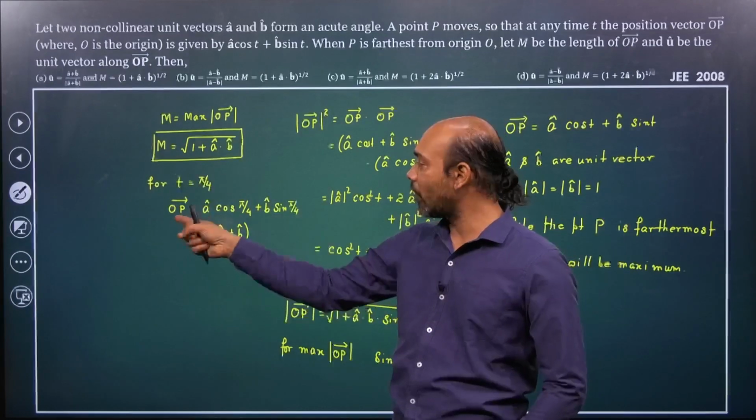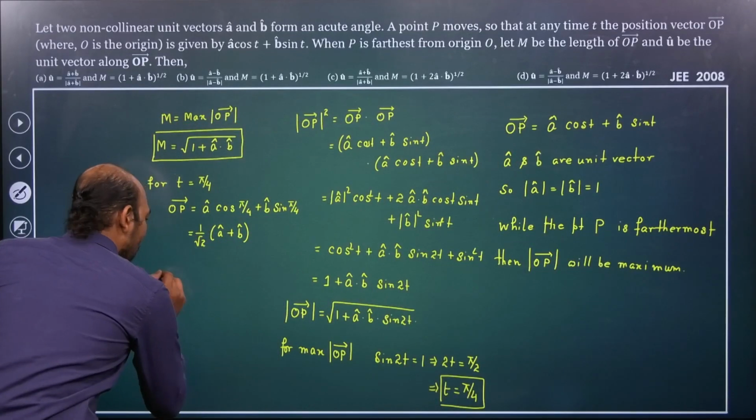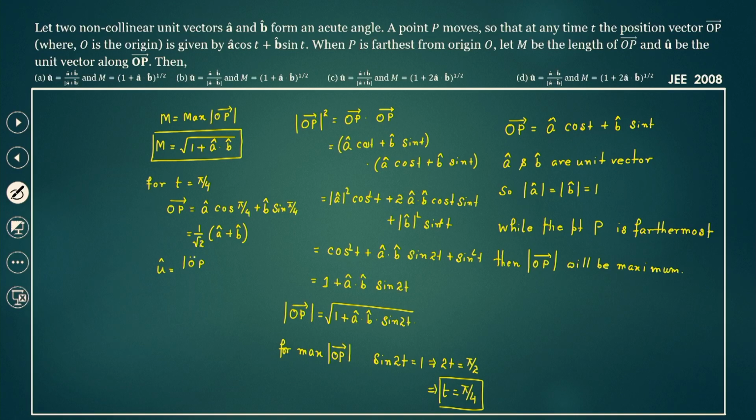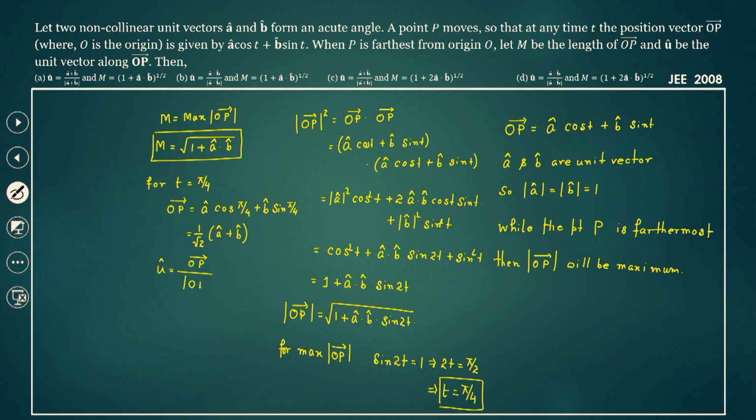Now it says that the vector u cap is a unit vector along OP when it's maximum. So basically we need to find the unit vector along this vector. Therefore the unit vector u cap is equal to OP by mod of OP, calculated at t equal to pi by 4. If I take the mod, we find that it is (a cap plus b cap) divided by mod of (a cap plus b cap). So that's the unit vector u cap.